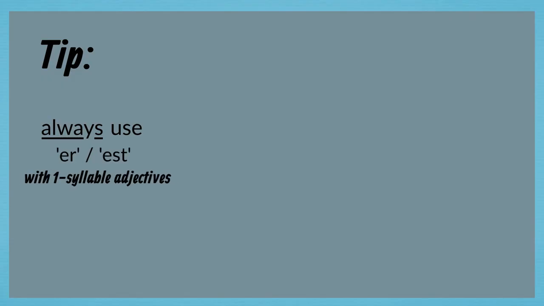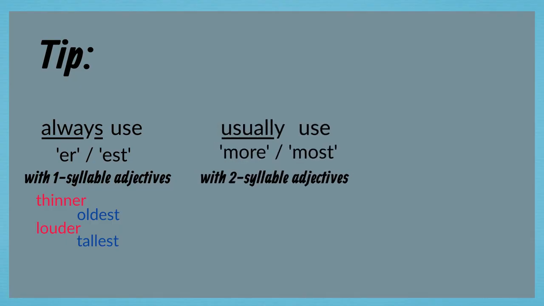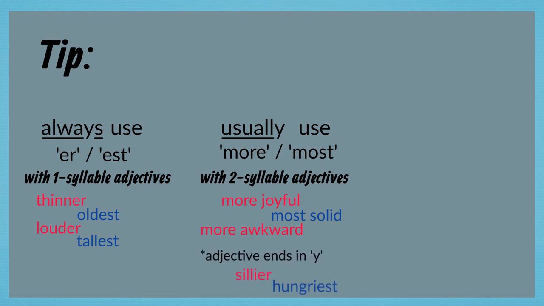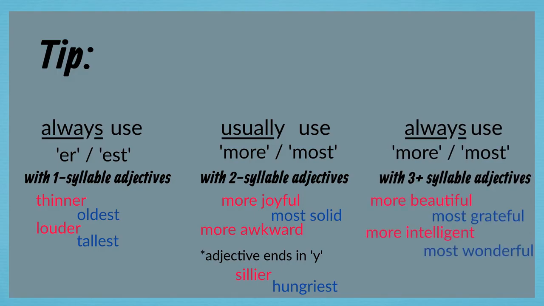As a general rule, we always use ER and EST with one-syllable adjectives. We usually use more and most with two-syllable adjectives, unless the adjective ends in Y. And we always use more and most with adjectives with three or more syllables.